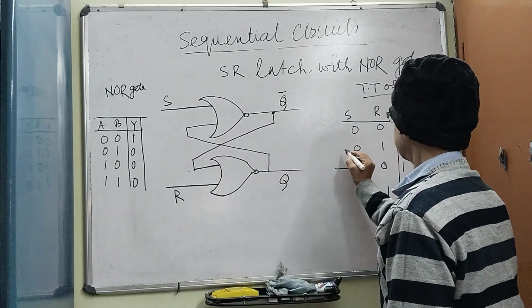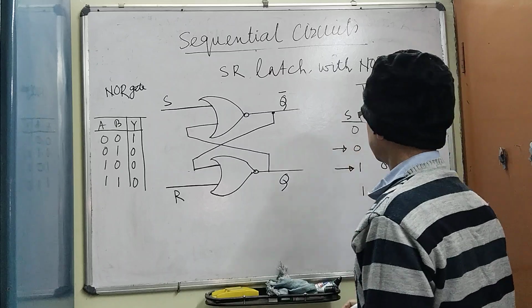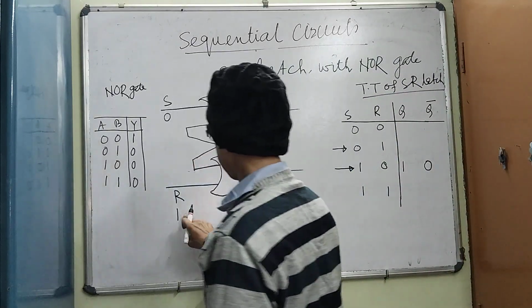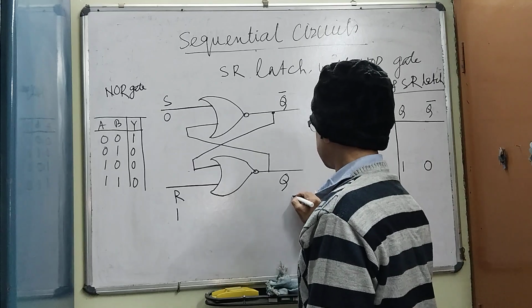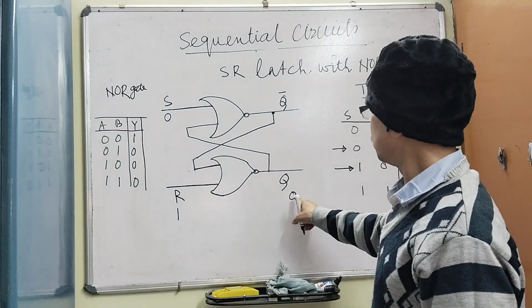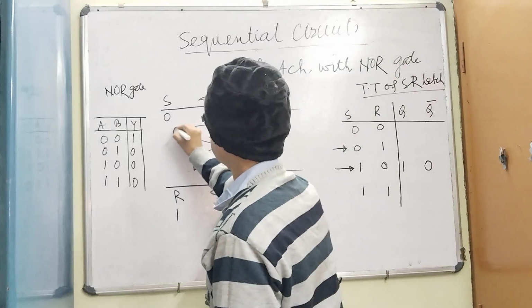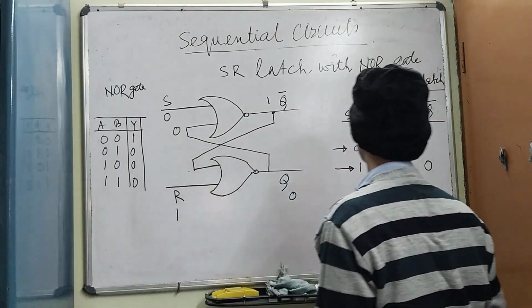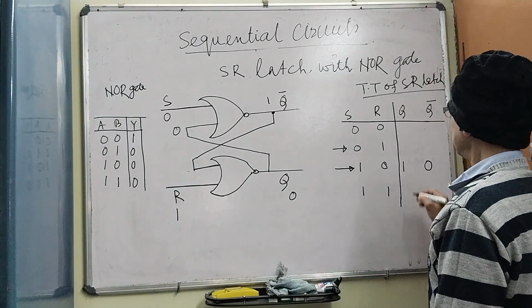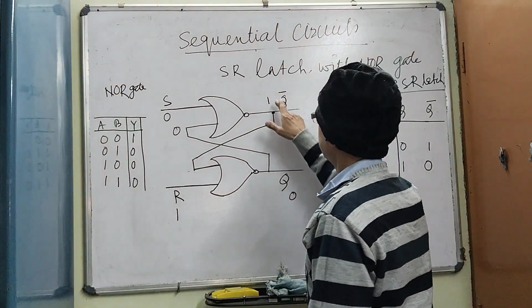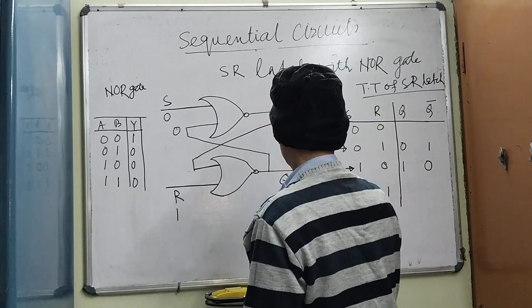Next is 0 1. That is S equal to 0 and R equal to 1. When R equal to 1, then Q equal to 0. We know that if any input is 1, then the output is 0. So Q is 0. This 0 moves here. That is 0 0 means 1. So this is 1. So what happened? Q equal to 0 and Q bar equal to 1. No problem.